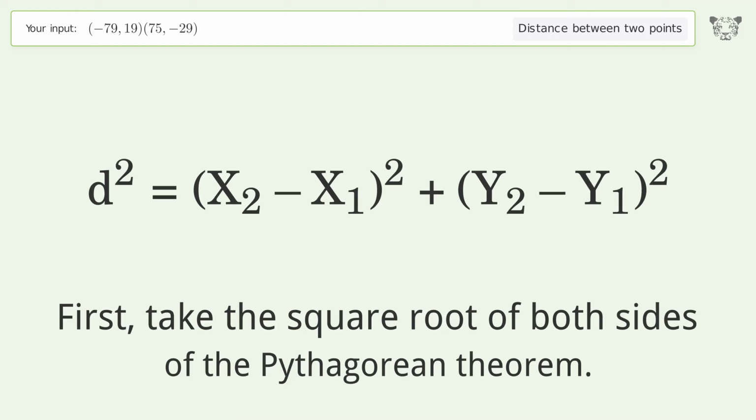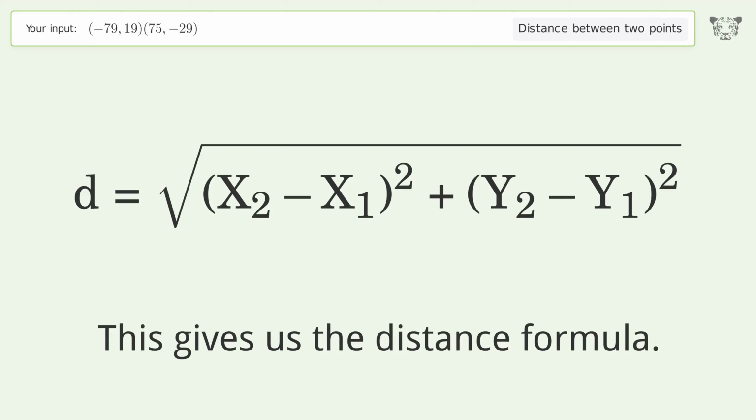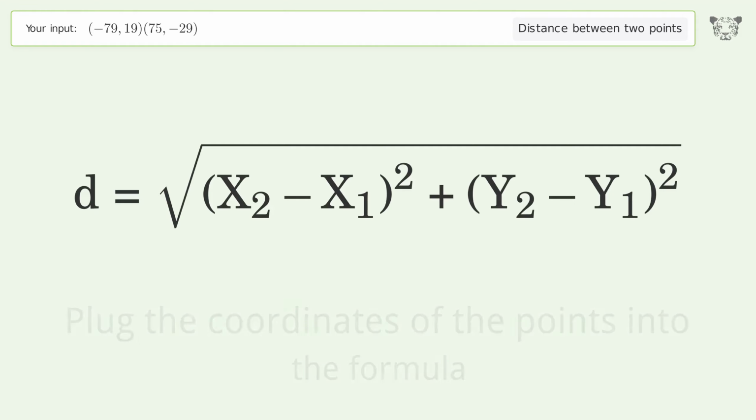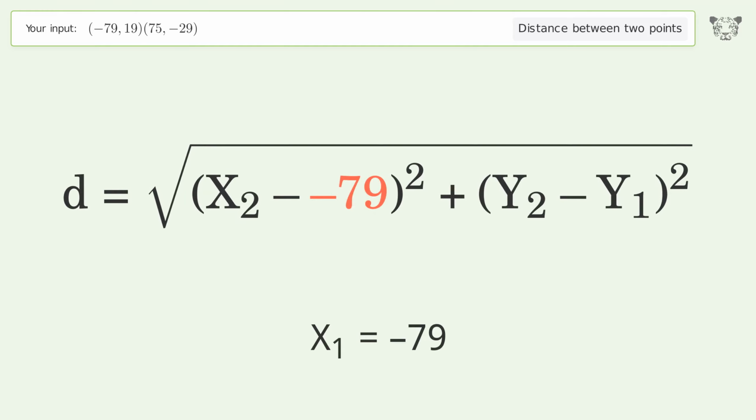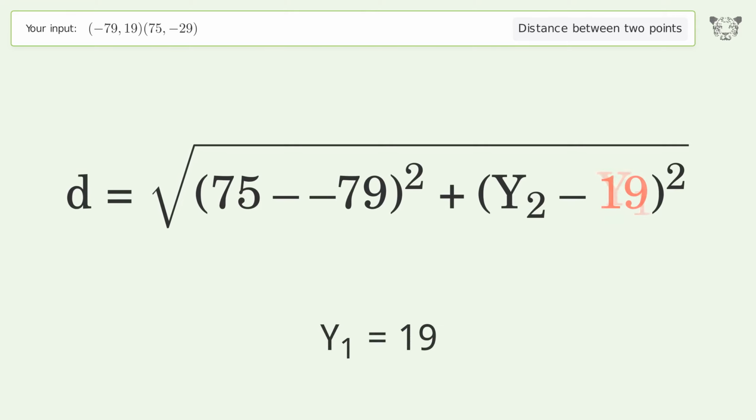First, take the square root of both sides of the Pythagorean theorem. This gives us the distance formula. Plug the coordinates of the points into the formula. x1 equals -79. x2 equals 75. y1 equals 19. y2 equals -29.